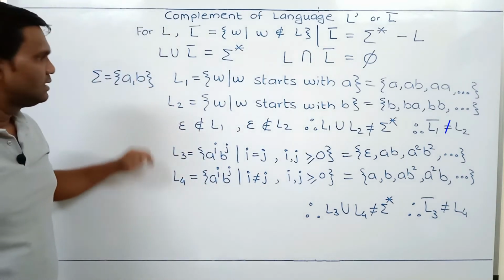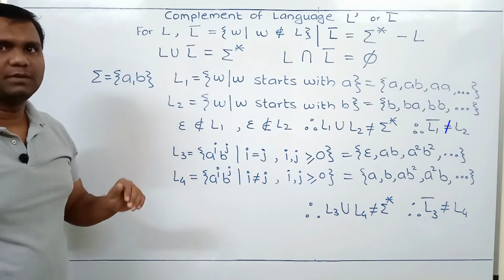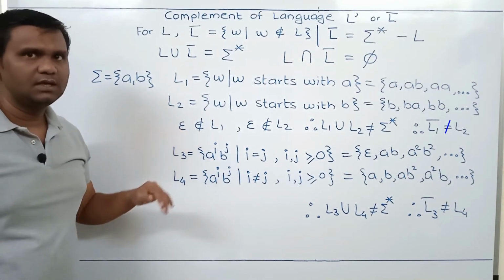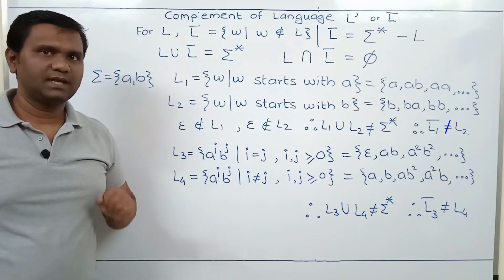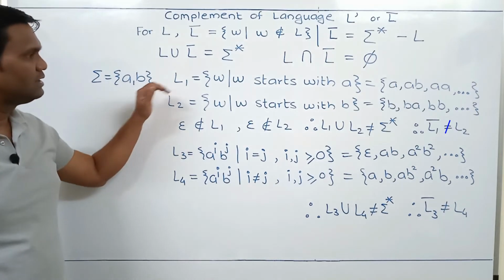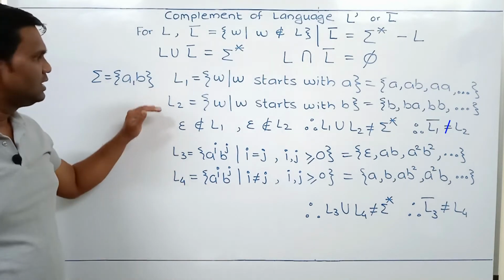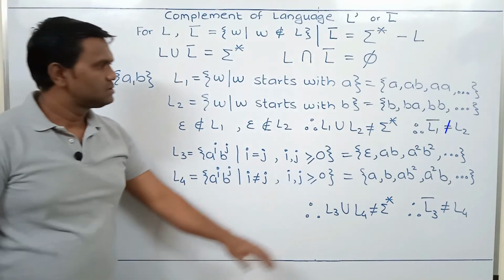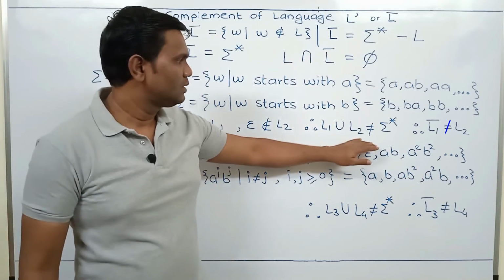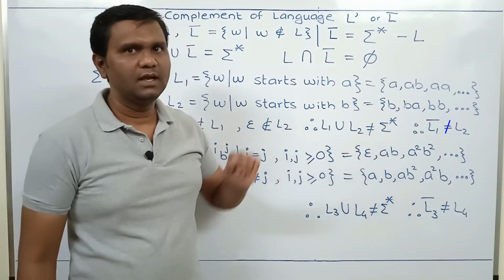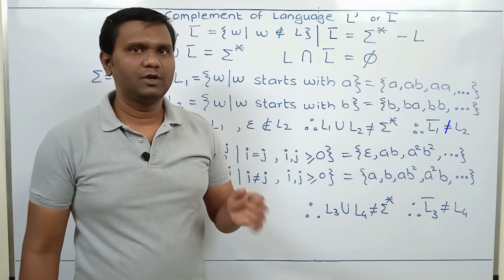But in this case, L2 is not complement of L1, because if you consider string epsilon, then epsilon does not start with a, so it is not in L1. Epsilon does not start with b, so it is not in L2. So L1 union L2 will not be equal to sigma star, and for that reason L1 is not complement of L2.